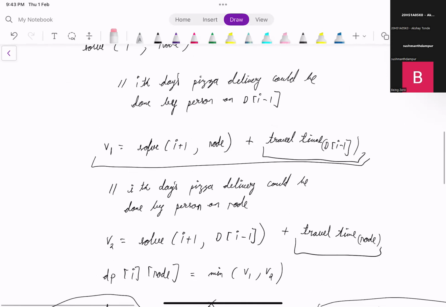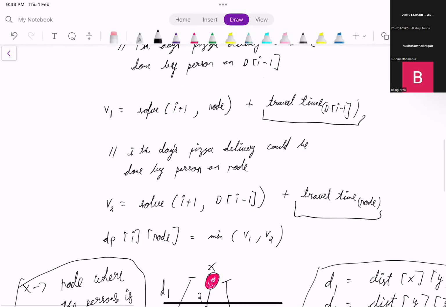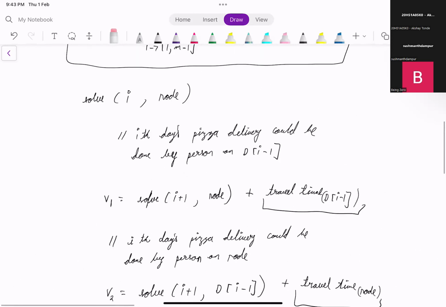V1 represents on the ith day, if the person who is on node i minus 1 picks the ith pizza, and v2 represents on the ith day if the person who is on the node picks the pizza. So out of these two choices, minimum is the value. And now this DP will be used as a memory source for the solve function.